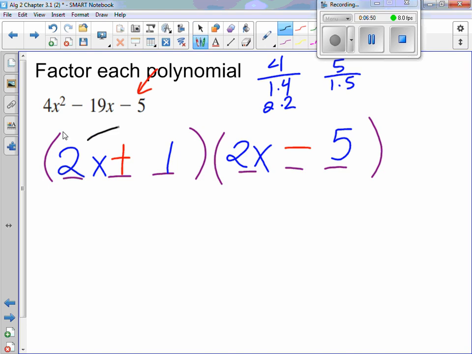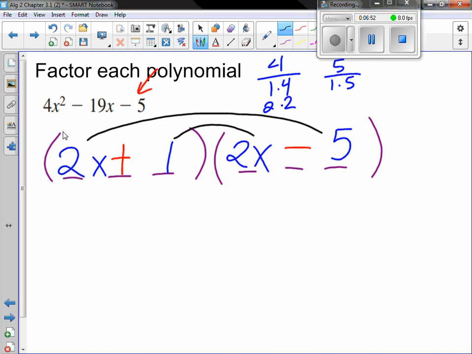And lastly, we need to check. 2x times negative 5 is negative 10x. 2 times negative 5 is negative 10. 1 times 2x, positive and positive would be plus 2x. Negative 10 plus 2 is negative 8x. Is that what we wanted? No.